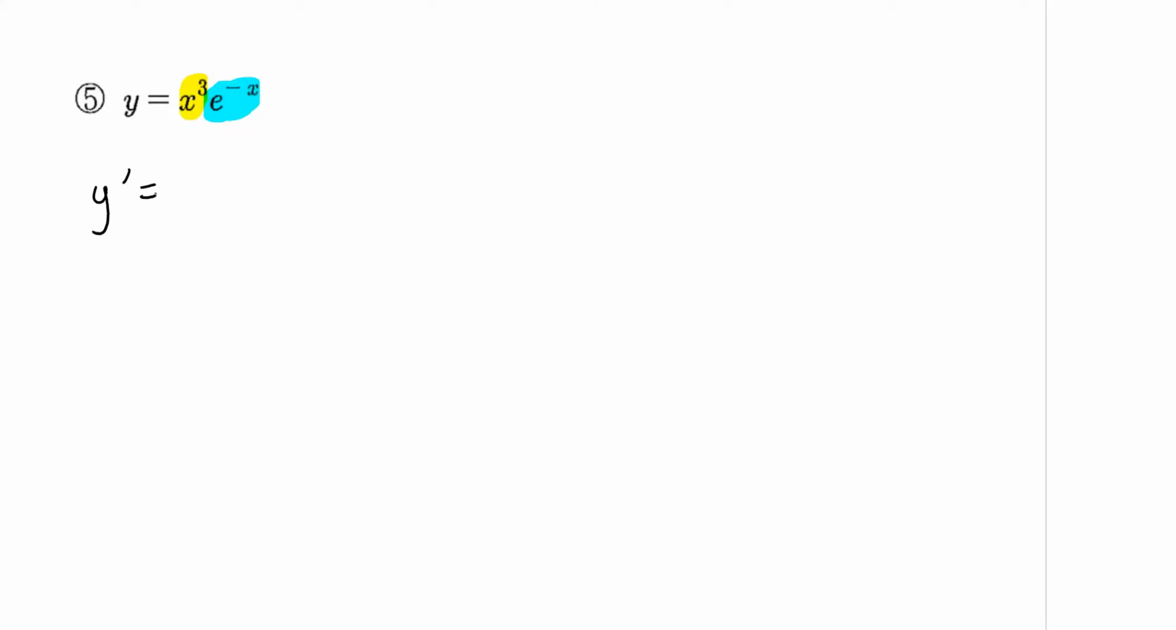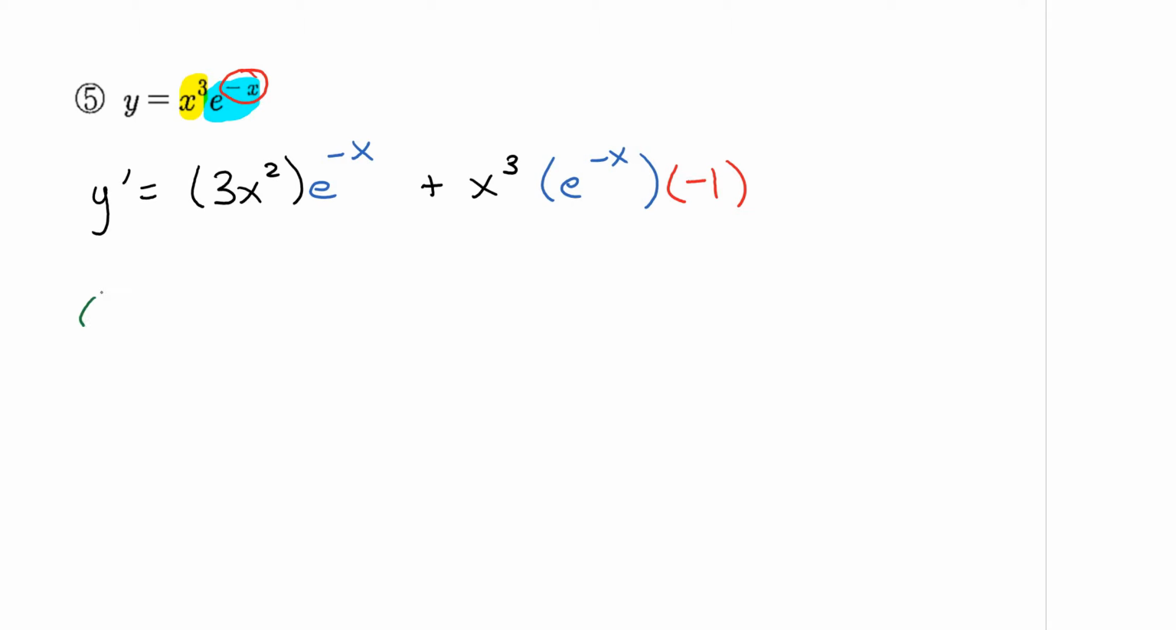So the derivative of x cubed is 3x squared times the second term, which is e to the power negative x, plus the first term, which is x cubed. And then I would multiply that by the derivative of the second term, which is e to the power negative x, times the derivative of my power right there. The derivative of negative x is -1. All right, so I'm going to make that equal to 0.